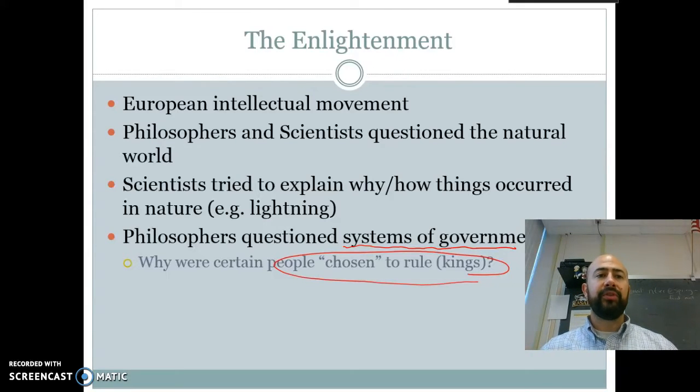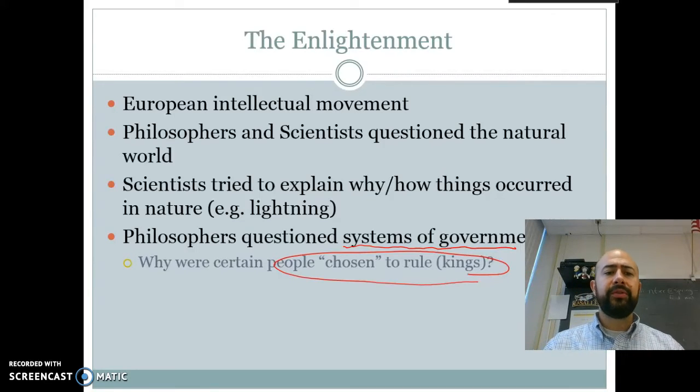But as people started to figure out that God hasn't caused everything to happen in our world, that God doesn't cause lightning, and there's a scientific reason behind it, maybe kings aren't the best form of government.